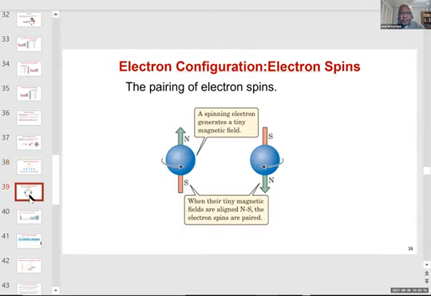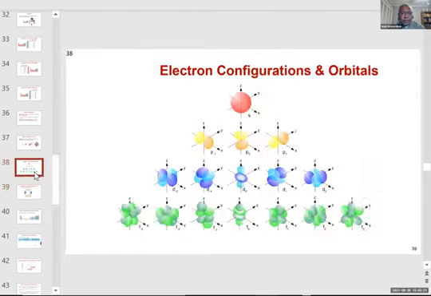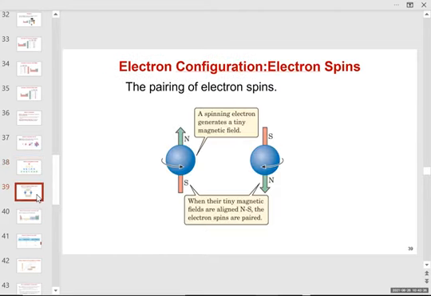Electron also has a spin. So an electron has an orbital shape and a spin. Orbital shapes are shown here: s, p, d, f. Spin is kind of a rotation around the axis. All right.